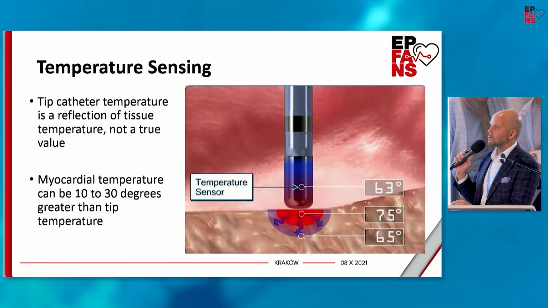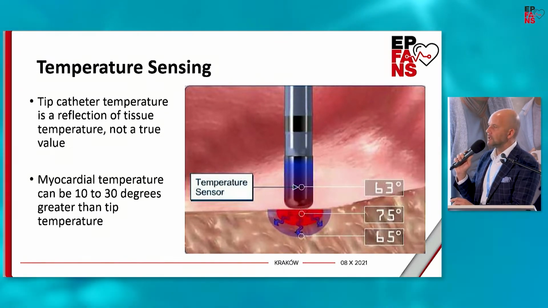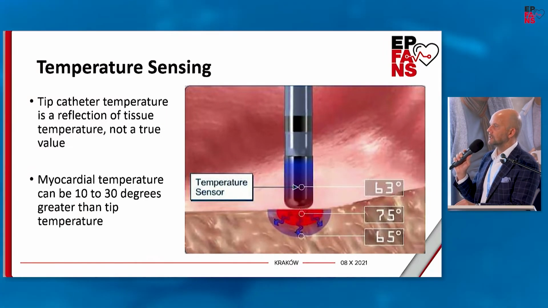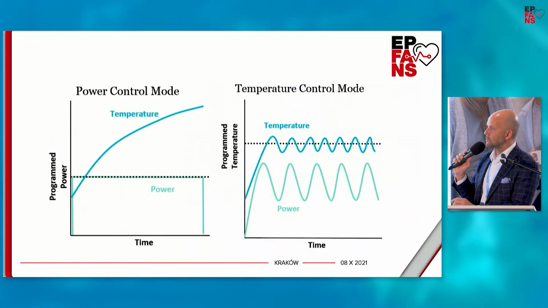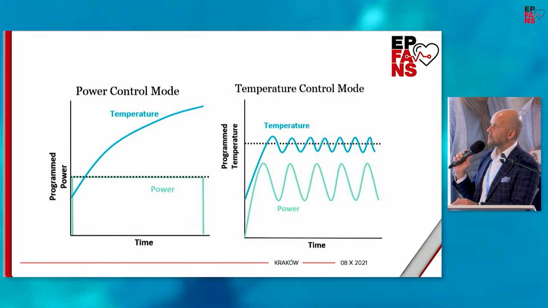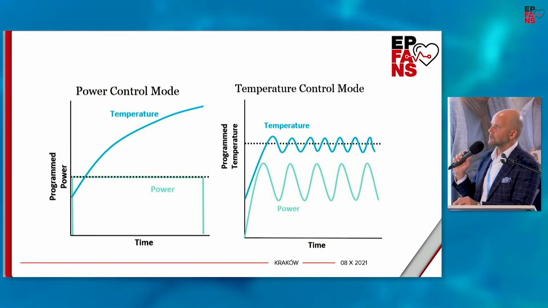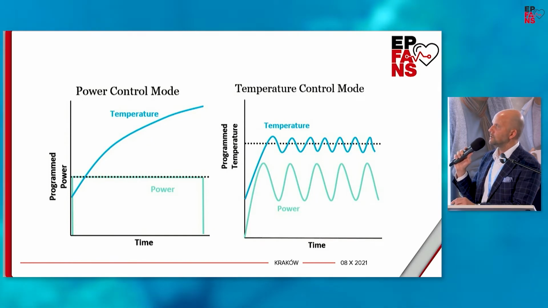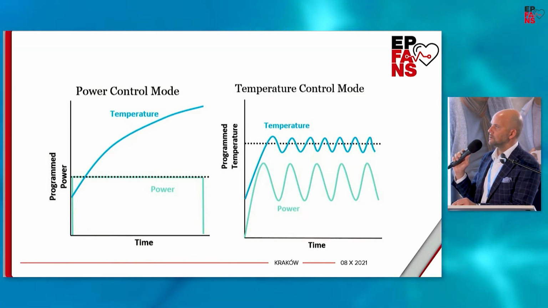The temperature readings from the tip of the catheter indicate a temperature 10 to 30 degrees less than 2 to 3 millimeters under the tissue surface. And there you can see the summary of both ablation modes. In power control mode, there is a fixed power value and the temperature rises to the limit if reached. In temperature control mode, power is titrated to maintain and not to exceed the desired temperature setting.